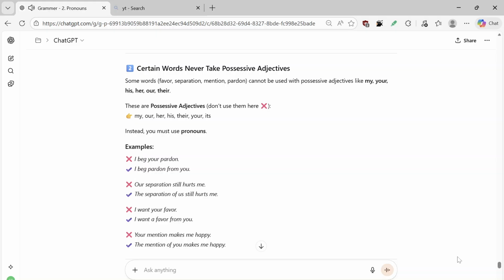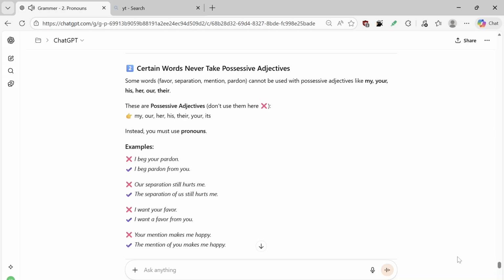Instead, you must use pronouns. Examples: I beg your pardon. I beg pardon from you. Our separation still hurts me. The separation of us still hurts me. I want your favor. I want a favor from you. Your mention makes me happy. The mention of you makes me happy.